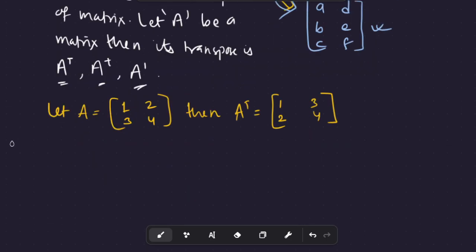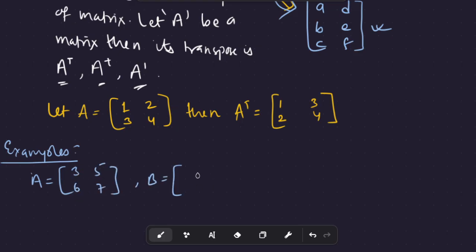Okay, now let's do some examples. In the examples of transpose, there will also be addition, subtraction, and multiplication by a scalar. All these will be contained in this section also. Transpose is just a property of the matrix, so it will be included in all those operations. Now the question says A equals 3, 5, 6 and 7.